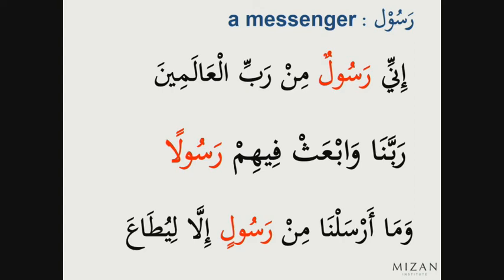Okay. Which word is in every sentence? Word rasul. What does rasul mean? A messenger. What's different about each word? It's rasulun, the end there, and then it is rasulan, and then it is rasulin.